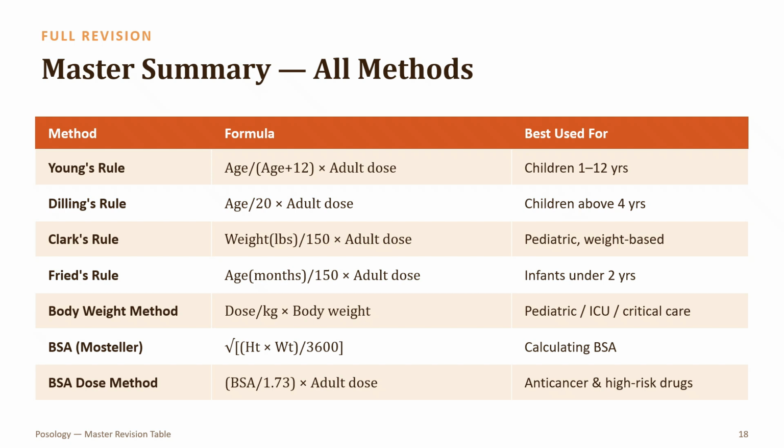Then according to the body weight method, the dose per kg multiplied by the body weight. It is for pediatric ICU critical care, and it is for the body weight. Then the body surface area calculating formula is the square root of height multiplied by weight divided by 3600. And the BSA dose formula is body surface area divided by 1.73 multiplied by the adult dose. It is the most accurate, used for anti-cancer drugs and high risk drugs also.